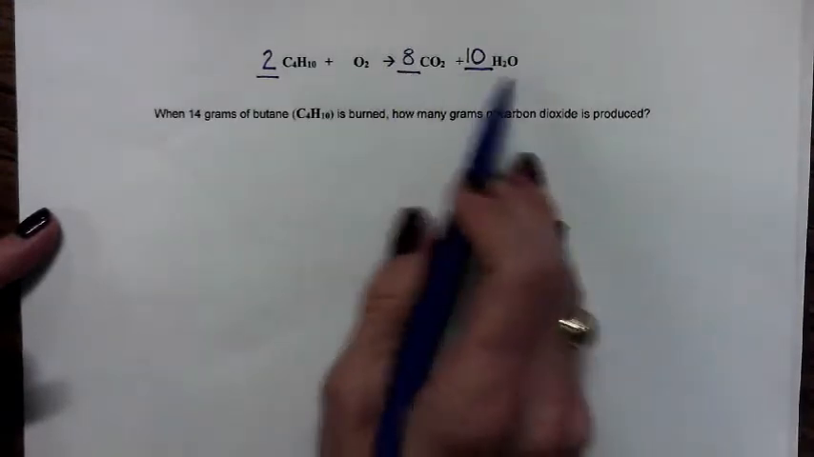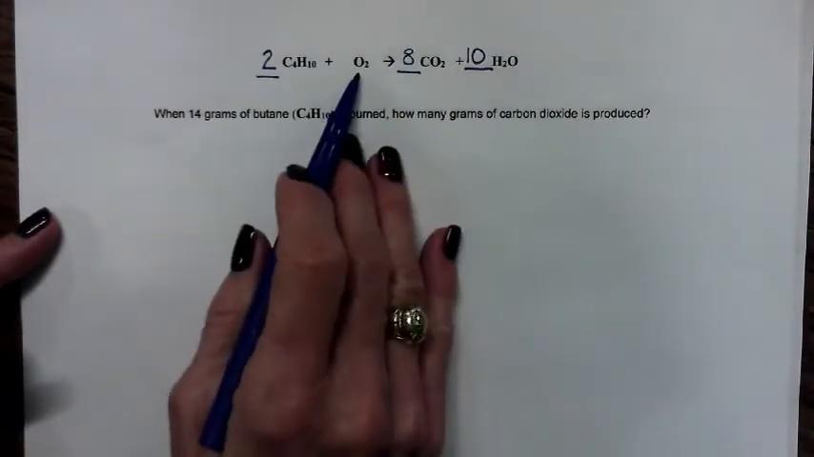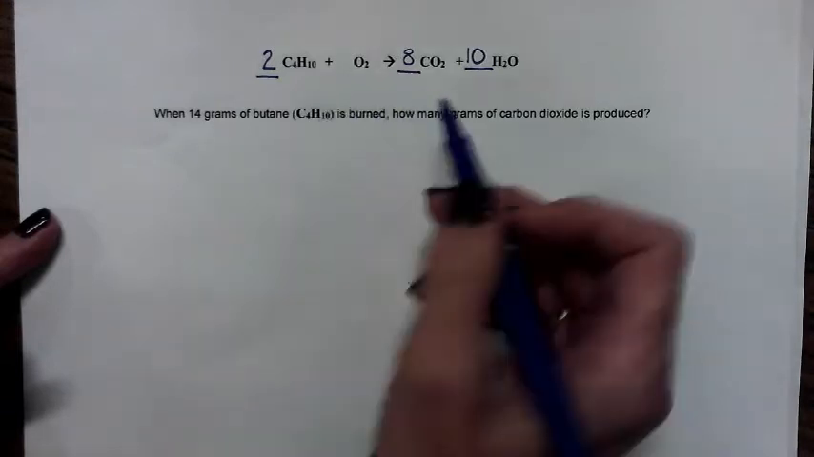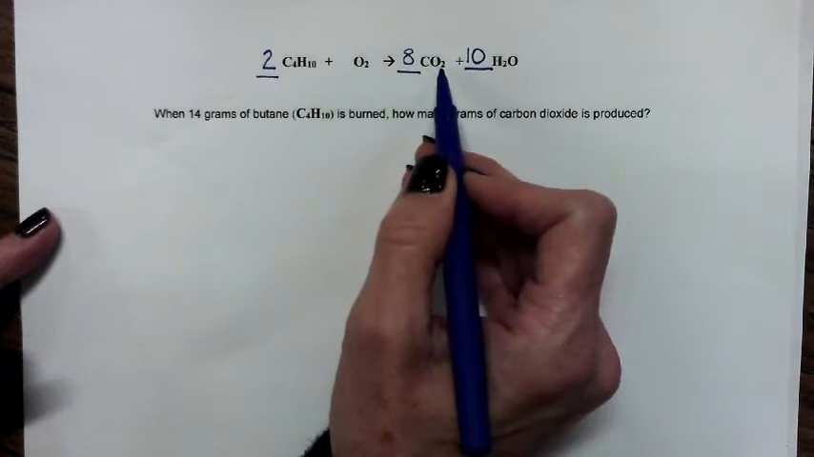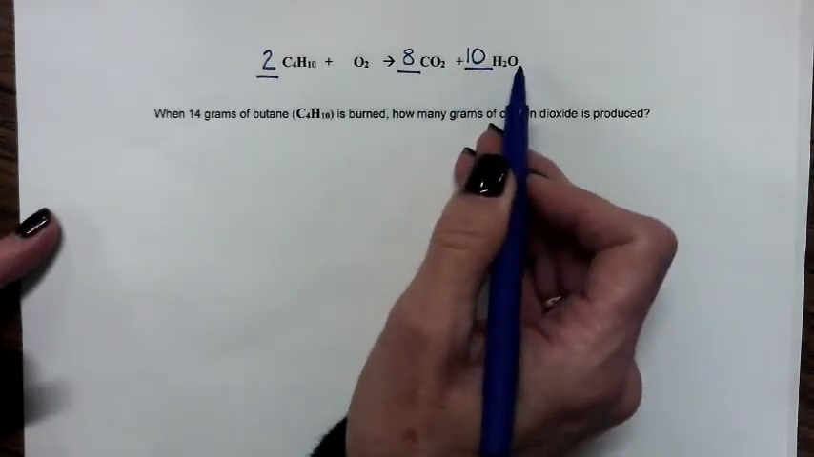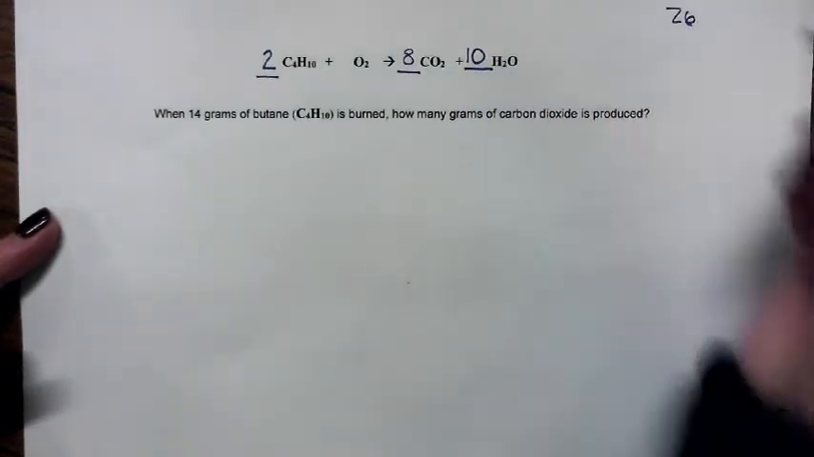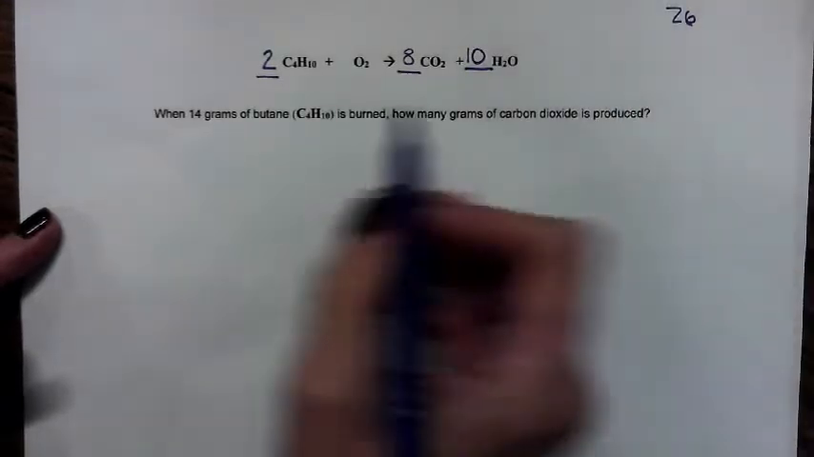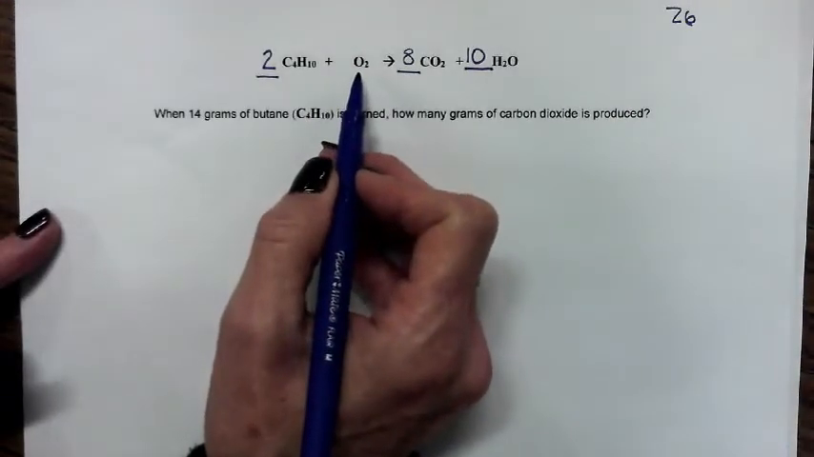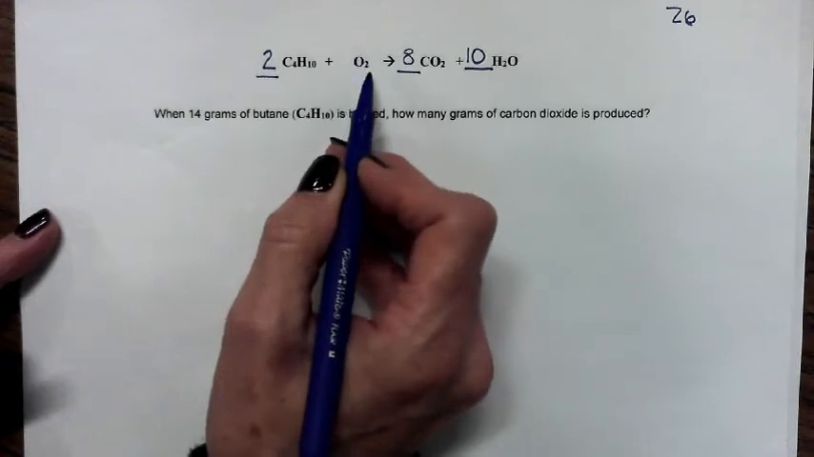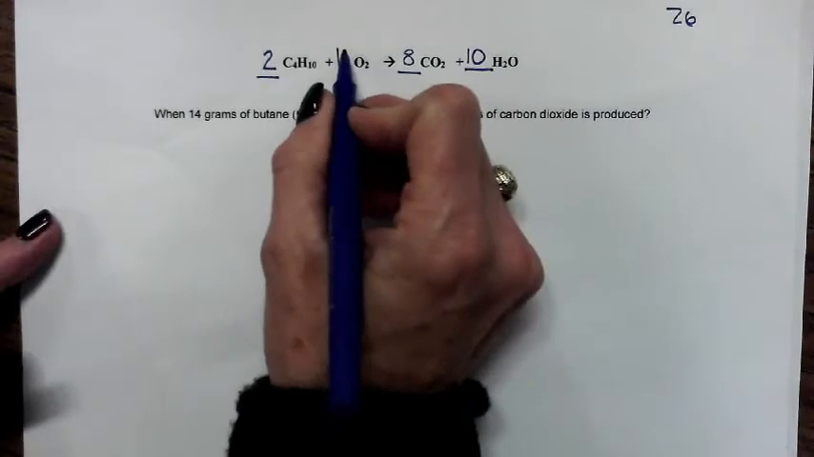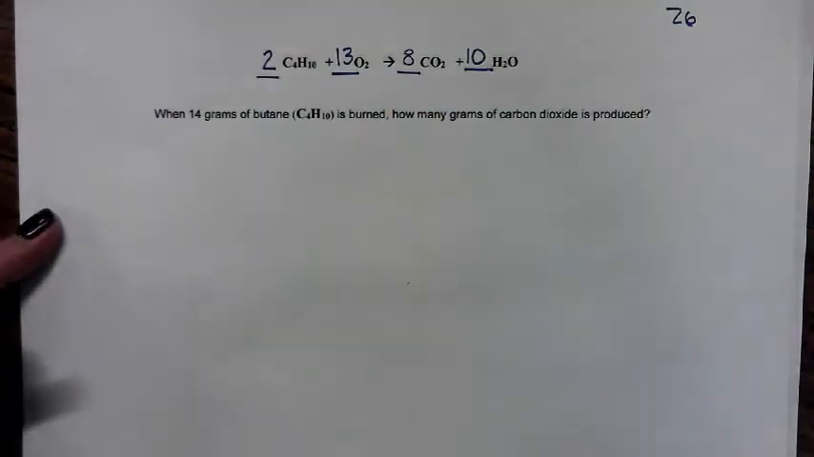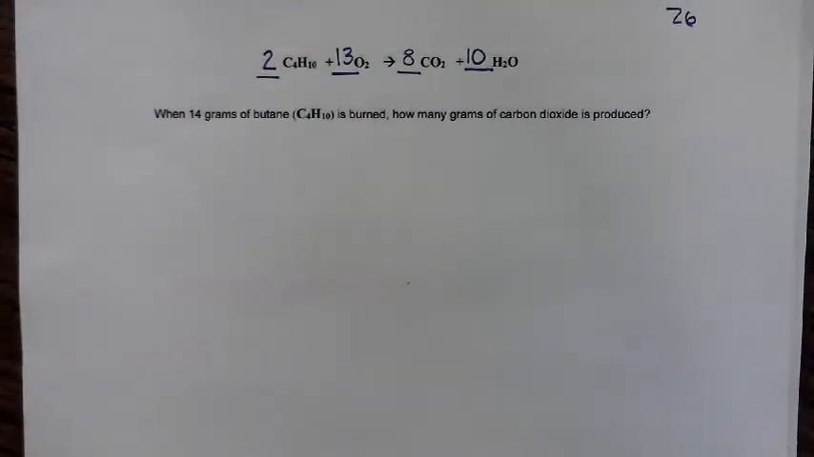Last thing is I count up all the oxygens in the product because hopefully they'll be divisible by 2. So 8 times 2 is 16 oxygens. 16 oxygens plus 10 oxygens is 26 oxygens. Okay? In order to make this 26, what number would I have to use to multiply by 2? Well, 13 times 2 will give me 26. So we now have the balanced equation that we can use to convert from grams of one thing to grams of something else.